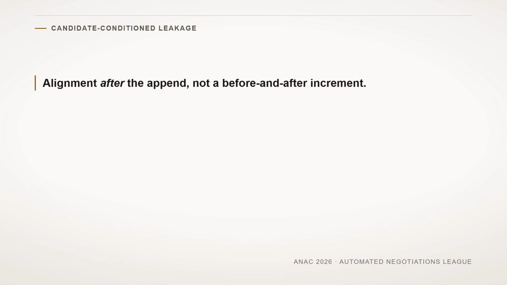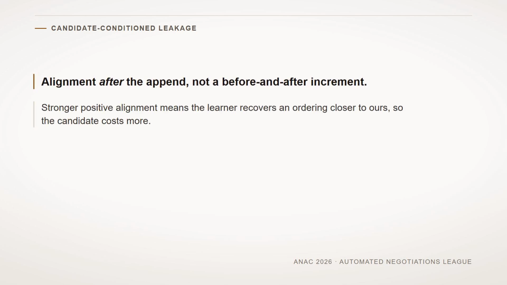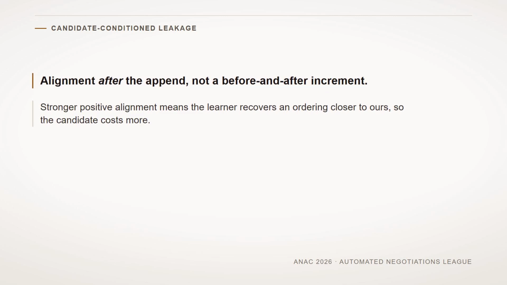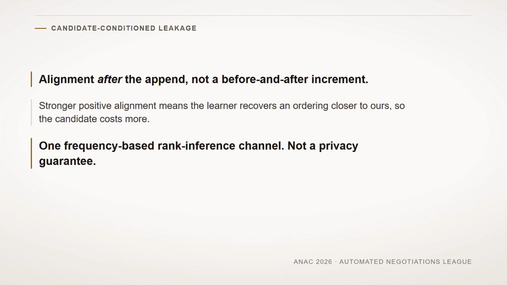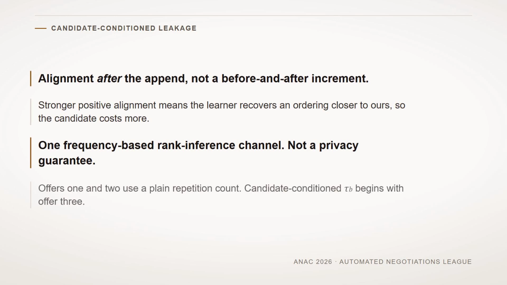Alignment after the append, not a before and after increment. Stronger positive alignment means the learner recovers an ordering closer to ours, so that candidate costs more. It covers one inference channel. It is not a privacy guarantee, and we do not claim one. The first two offers use a plain repetition count. Tau B begins with offer 3.